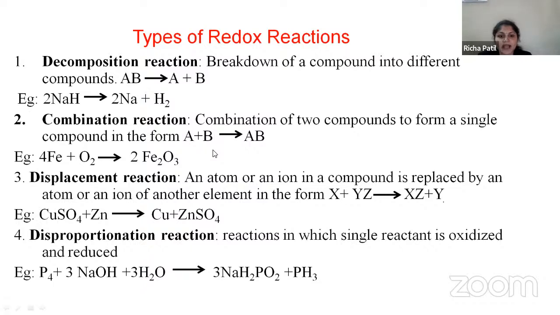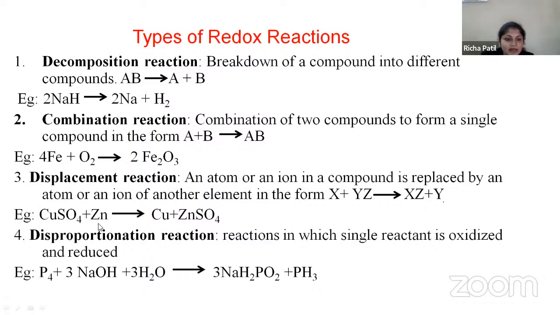Then displacement reaction. Displacement reaction is what? It is when an atom or an ion in a compound is displaced, or replaced, by another atom or ion. It undergoes X plus YZ, these are the reactants, giving you XZ plus Y. So what is happening here? An atom or an ion in a compound is replaced by another atom or ion of another element. So it is undergoing displacement.